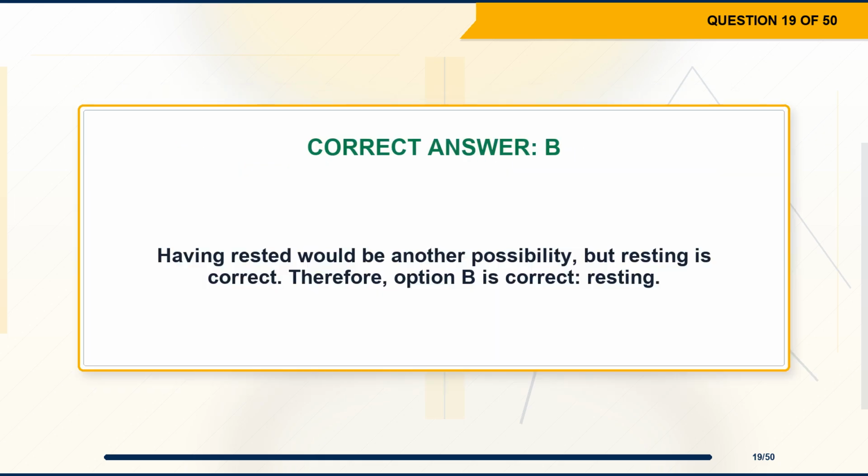Explanation. Having rested would be another possibility, but resting is correct. Therefore, option B is correct, resting.